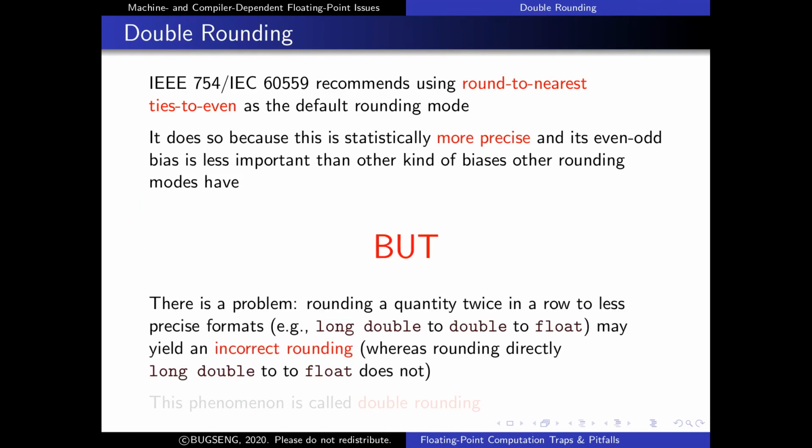However, there is a problem with this round to nearest ties to even rounding mode, which is the default and the recommended one. When you round a quantity twice in a row to less precise formats, for example you round a long double to double and then the double to float, you can obtain an incorrect rounding. Whereas if you round in one step from long double to float, you would get the correct rounded value. This phenomenon is called double rounding.